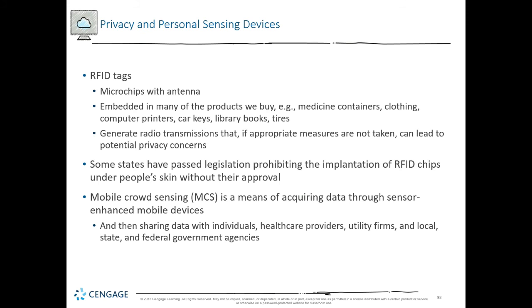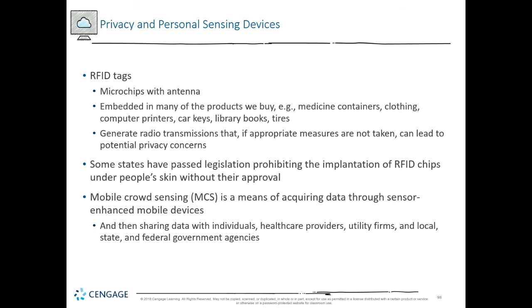Privacy and personal sensing devices. RFID tags, microchips with antennas, are embedded in many of the products we buy. Examples: medical containers, clothing, computer printers, car keys, library books, tires. They generate radio transmissions that, if appropriate measures are not taken, can lead to potential privacy concerns. Some states have passed legislation prohibiting the implantation of RFID chips under people's skin without their approval.